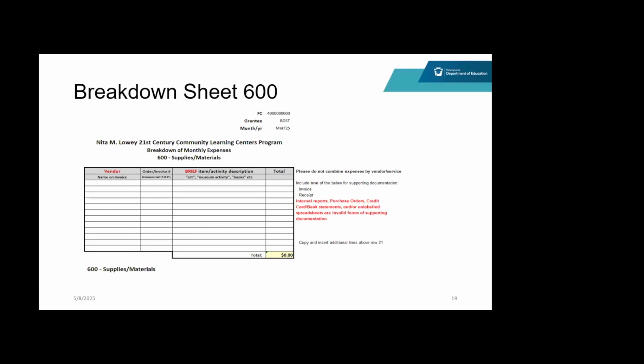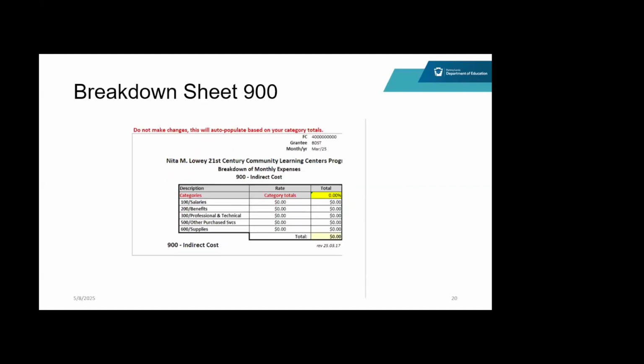Ensure that all items requested for reimbursement are included in the budget narrative. If an item falls in a specific category, please indicate that on the breakdown sheet description. Breakdown sheet 900 is for indirect costs.